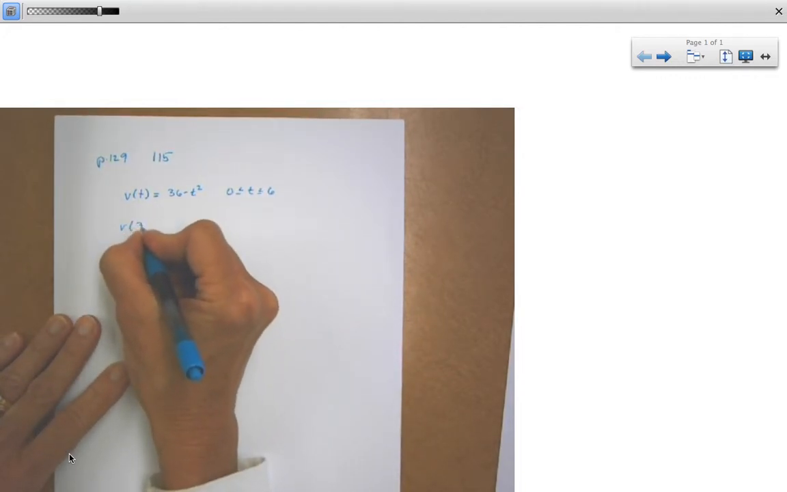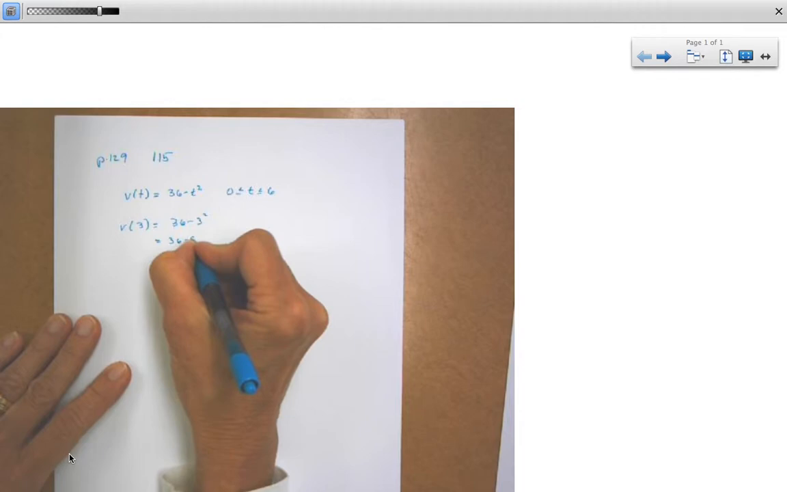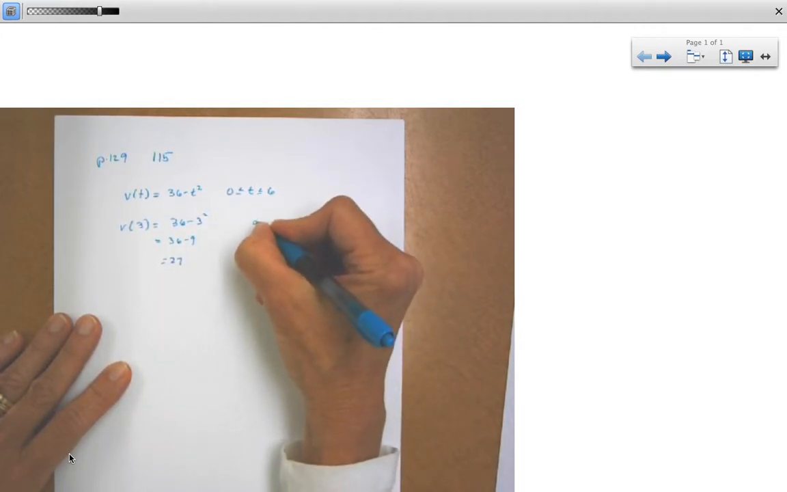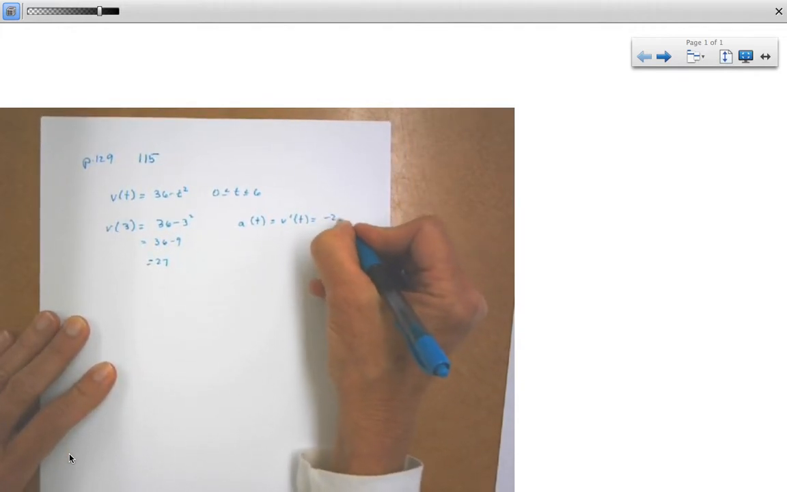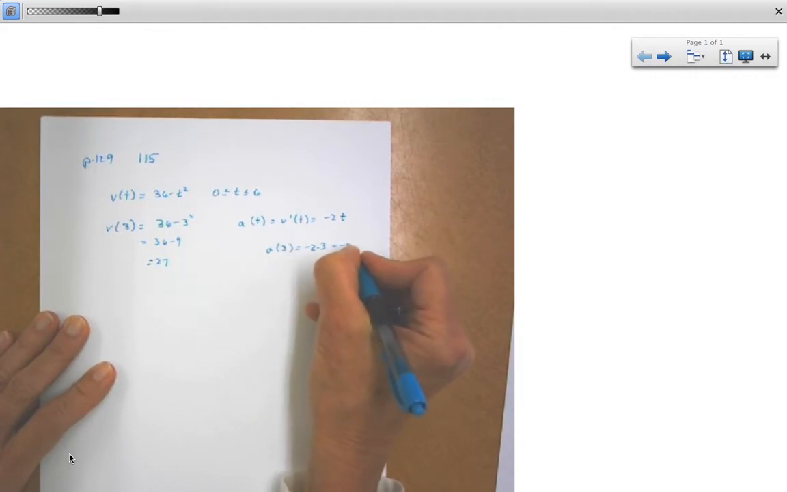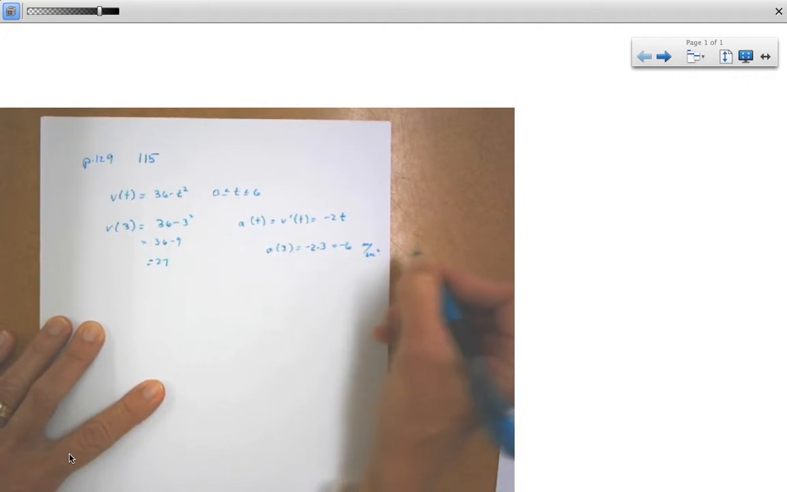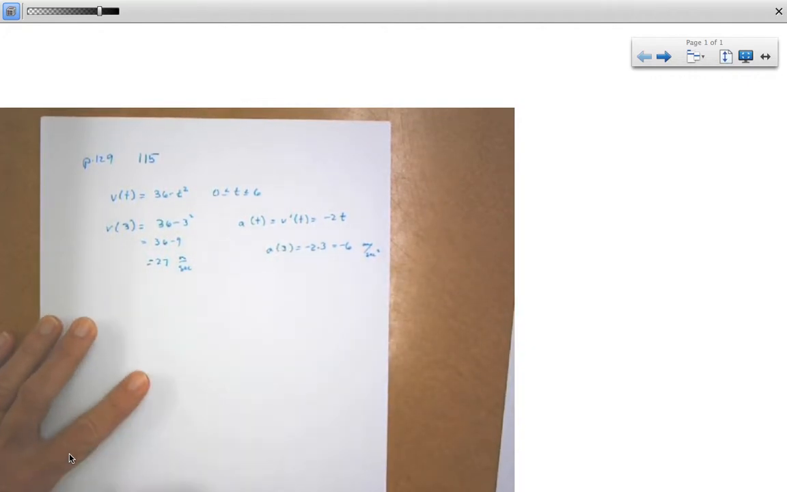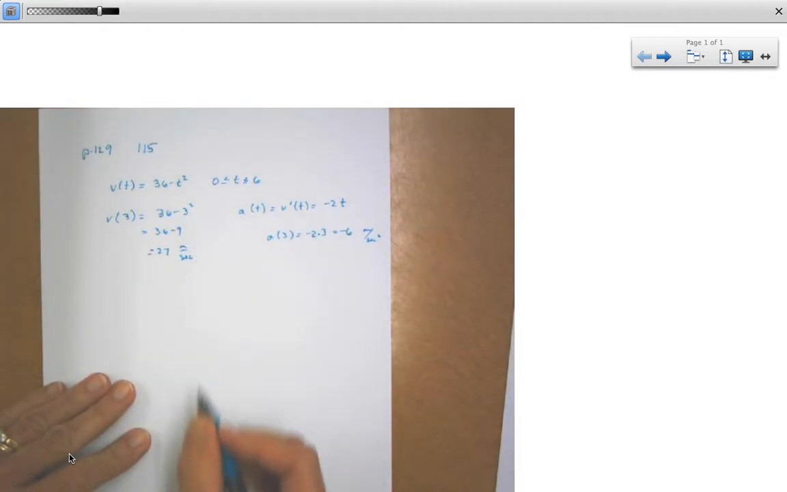The velocity when t is 3 is 36 minus 9, which is 27. To find the acceleration, we need to find the derivative of velocity, which is negative 2t. So acceleration at 3 is negative 2 times 3, which is negative 6. This will be in meters per second squared, and this is meters per second. Don't ever forget to include your rate of change, how it's measured.